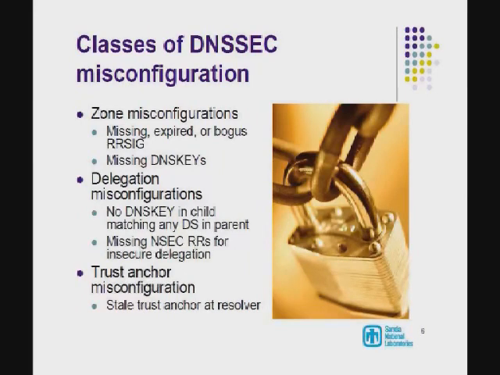And then delegation class misconfigurations extend beyond the zone itself and basically refer to breaks in the chain because there are no DS records in the parent that correspond to any DNS key resource record in the child, but there are DS records in the parent. That's problematic. Or in the case of an insecure delegation, it could be that one of the servers authoritative for the parent zone is not returning the NSEC resource records appropriate to make that insecure delegation. Those are particularly important for insecure delegations because the authoritative server has to prove to the resolver that there are no DS resource records so that it knows that it's an insecure delegation.